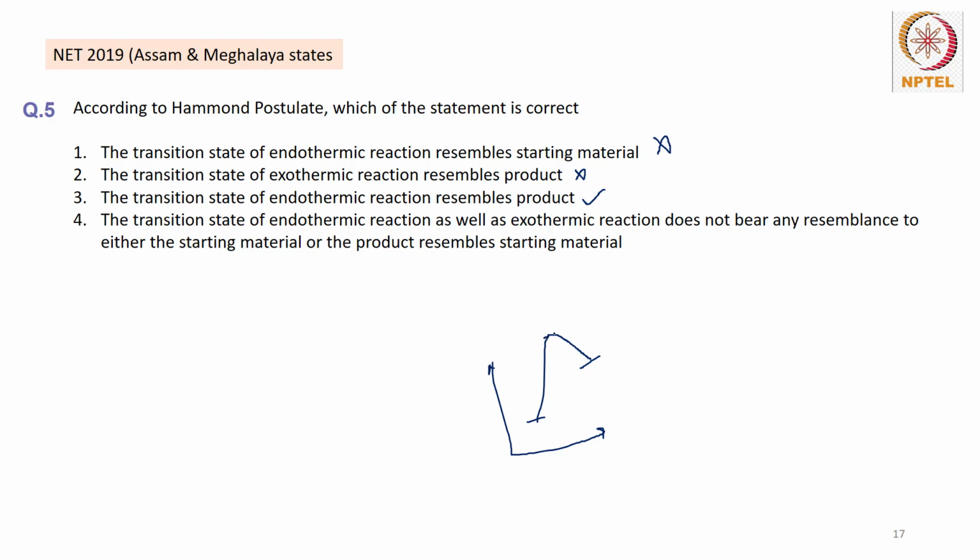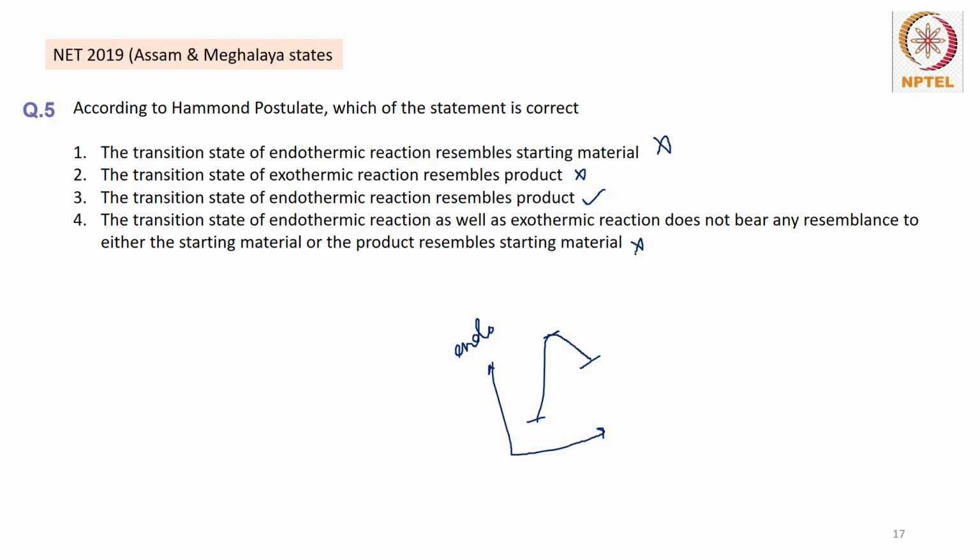Transition state is closer to the product, that's why it resembles the product in case of an endothermic reaction. So let's see the fourth option also. The transition state of the endothermic reaction as well as the exothermic reaction does not bear any resemblance with the starting material, and that is also basically wrong. So the correct option will be option 3.